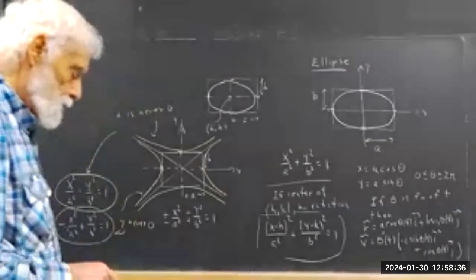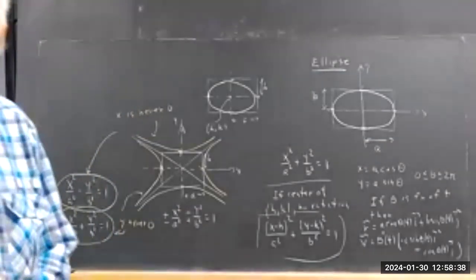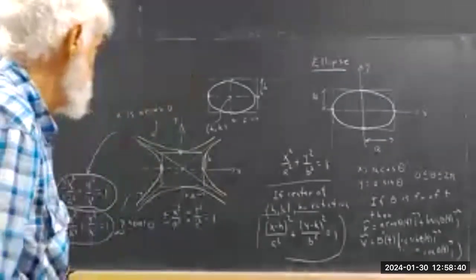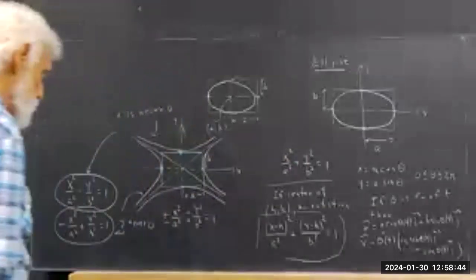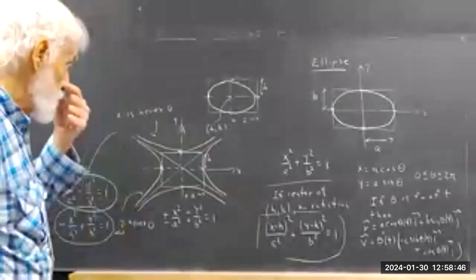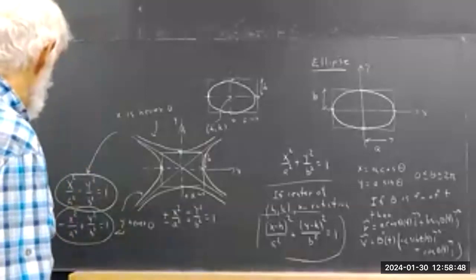Now you have this stuff about vertex and directrix. You can do vertex and directrix with ellipses and hyperbolas, and you can do it with parabolas. I'm going to leave parabolas.